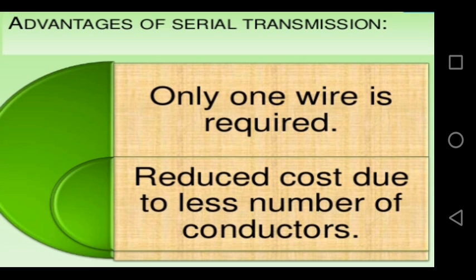Now one can easily guess the advantage of serial transmission. Only one wire is required and it reduces the cost due to fewer conductors, because fewer wires are used. But remember, we are using a parallel to serial converter at the sender side and a serial to parallel converter at the receiver side. Will that not increase the cost? No. How? We will see.